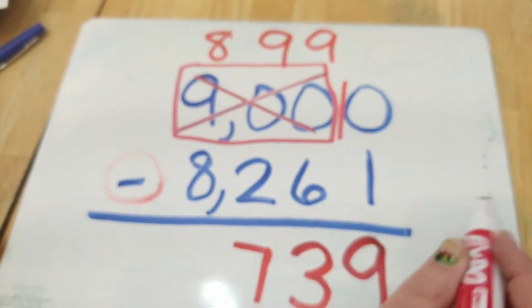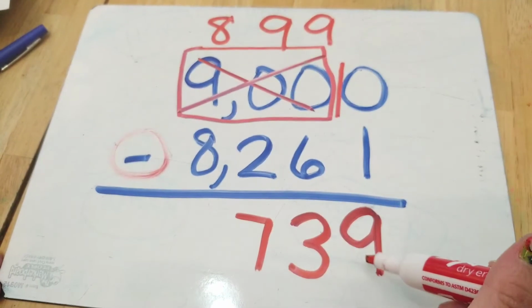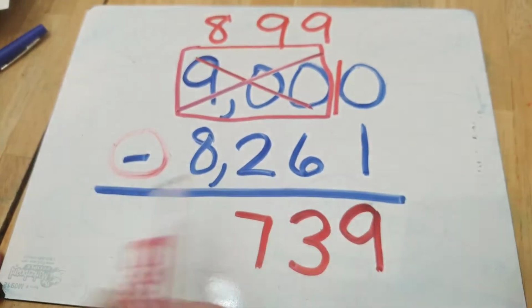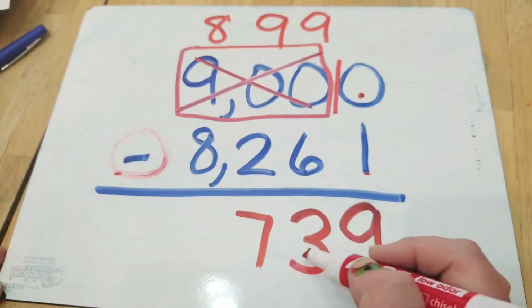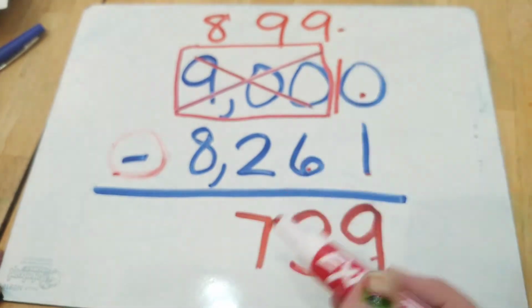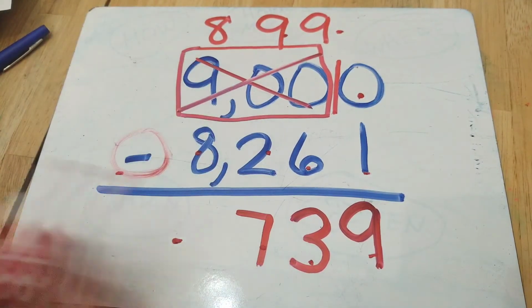Now I'm going to check my answers. When you check your answers, make sure you go from the bottom up and you do the opposite. So the opposite of subtraction is plus. 9 plus 1 is 10. 3 plus 6 is 9. 7 plus 2 is 9. 0 plus 8 is 8. Okay? All right, so there's that one.